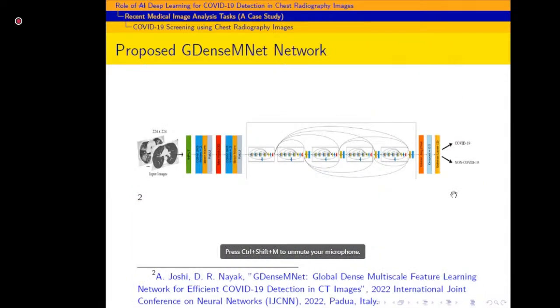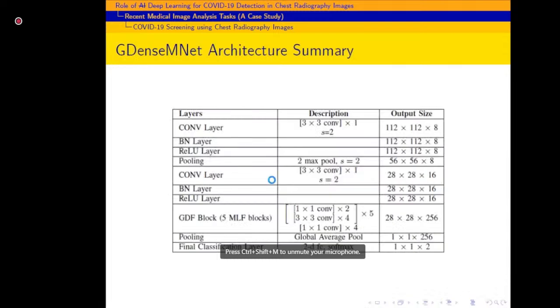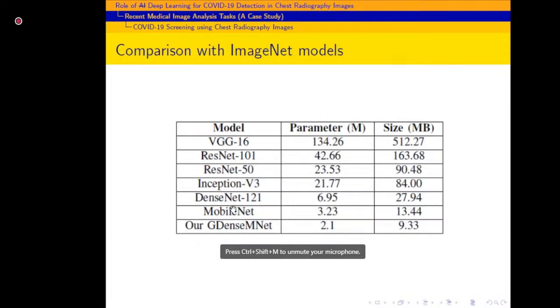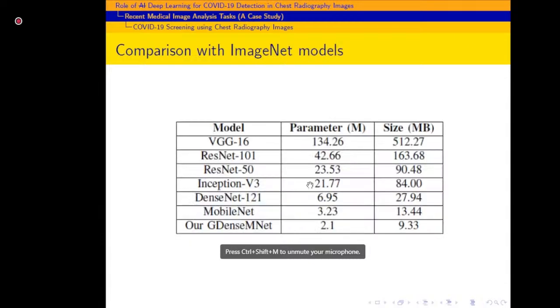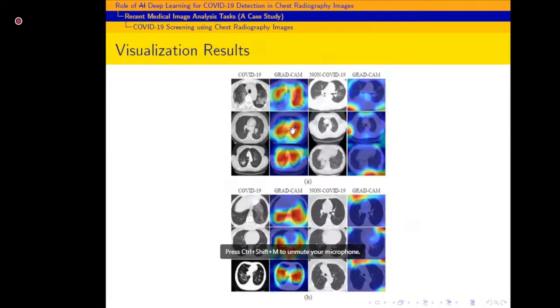This is the whole architecture we have developed, and this is the architecture summary. Here is the comparison with some of the popular architectures, and we have also compared with MobileNet, which is very famous for its lightweight architecture. If you look at the number of parameters and the size in MB, it is comparatively less, and the results which we have got are really interesting and promising compared to all other methods. All these methods have been applied on the same experimental setup and the same dataset as well. So we have got improved results using our model. And here are some of the visualization results.